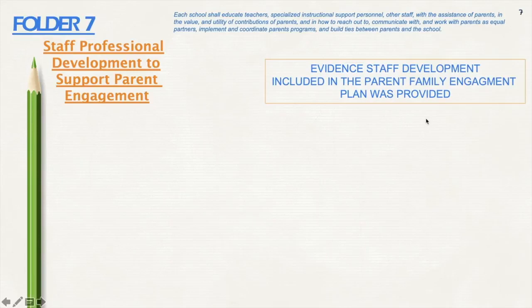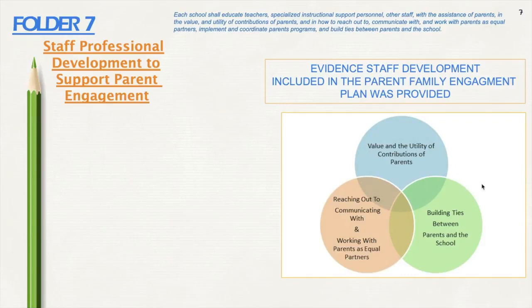Within your parent and family engagement plan, you had a section where you provided information on the staff development that you were going to do this coming year with your staff. So in your audit box, you need evidence that the staff development included in the parent and family engagement plan was provided. Whatever you said you were going to do, you just need to document that it was actually done. That documentation would be copies of agendas of your pre-planning meeting or whatever you said you were going to do. Just be sure that you document it with a sign-in sheet and an agenda, and it goes into your audit box in folder 7.